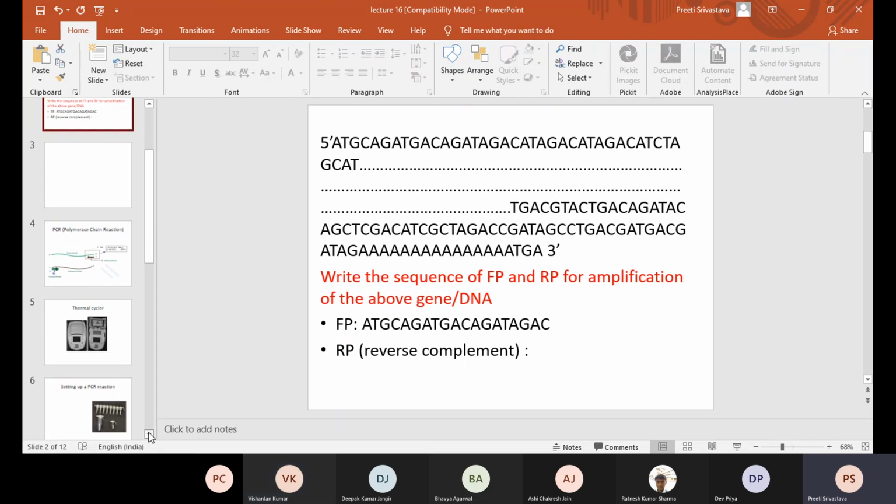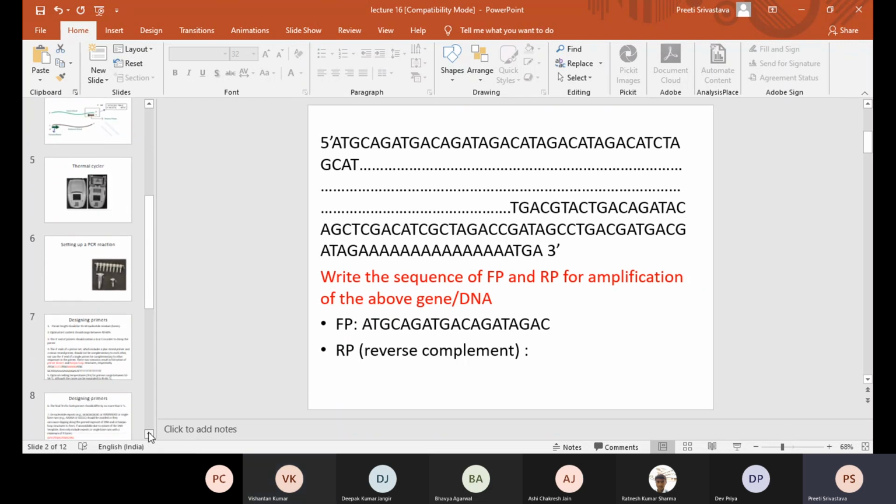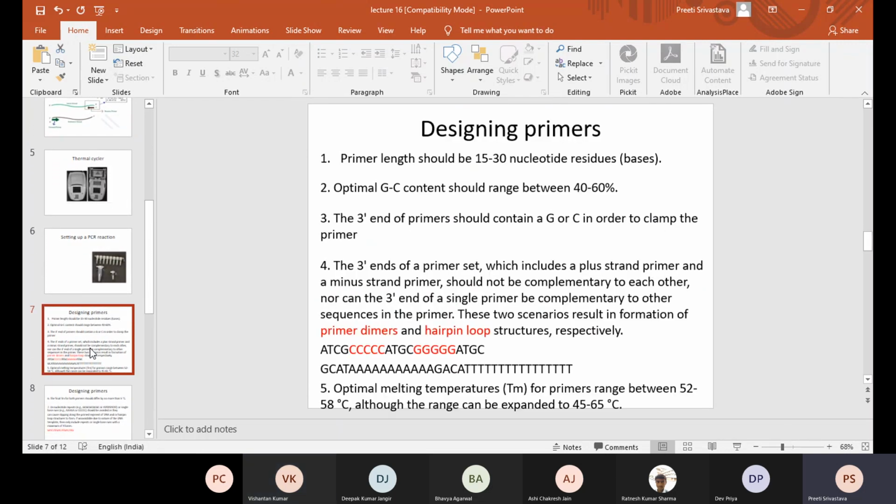Okay. We'll come back to the instrumentation in a second, but first let's see the rules for designing a primer. So these are the rules. The first rule is that primer length should be 18 to 24, but this covers a broader range, and you can go up to 15 to 30 nucleotide residues.